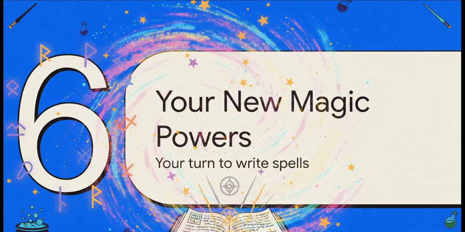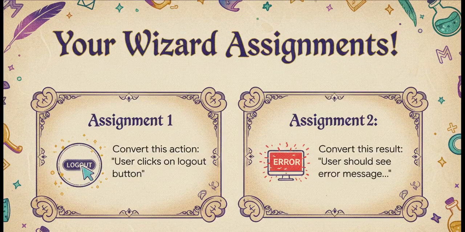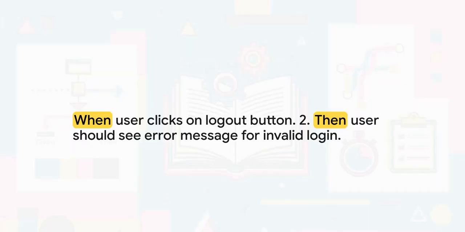I think you're ready. It's time for you to use your new magic powers and write some spells all by yourself. Here are your 2 special wizard assignments. First, I want you to take the sentence, user clicks on logout button, and turn it into one magic line. Is that a given, a when, or a then? For your second assignment, do the same thing for users should see error message for invalid login. Take a second to think about it. Let's see how you did.